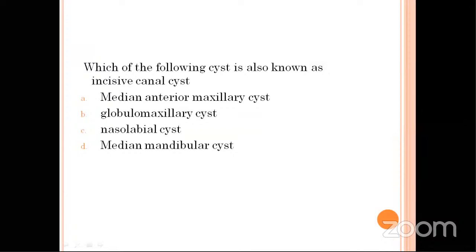Which of the following cysts is also known as the incisive canal cyst? Incisive canal is something related to the maxillary anterior. So the most apt option here is median anterior maxillary cyst. The globulomaxillary cyst is seen on the lateral surface, that is in between the canine and the lateral incisor. The nasolabial cyst causes obliteration of the nasolabial fold. The median mandibular cyst is seen in the mandibular anterior region.